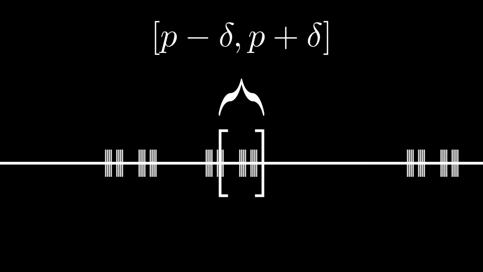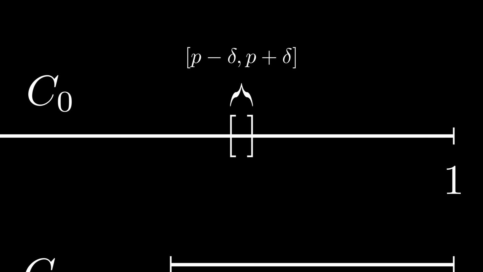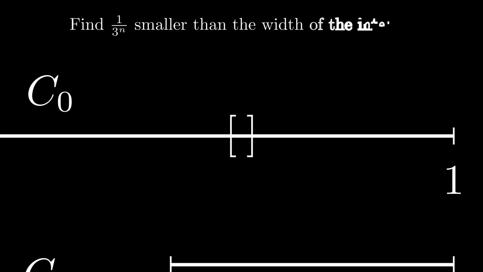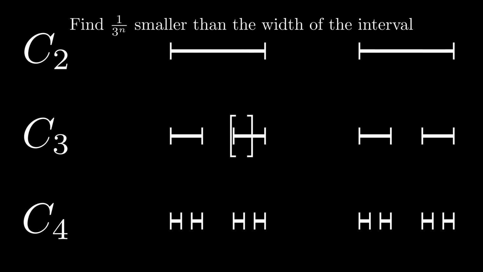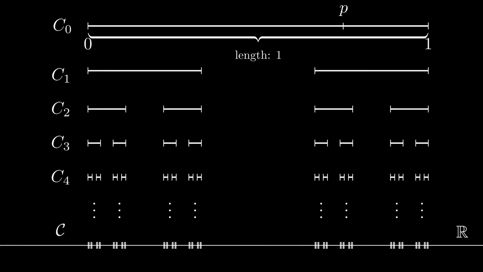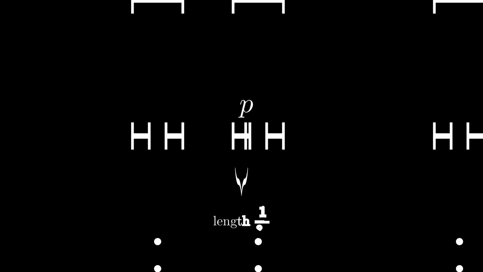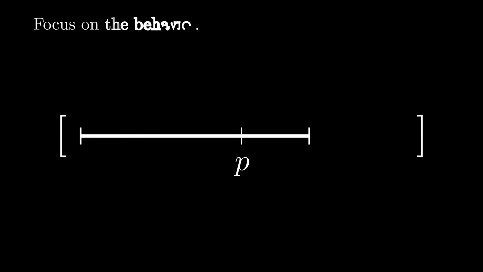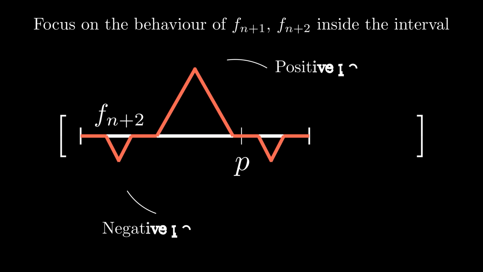To show that every point on C is a cross, take any point p on the Cantor set and any positive delta. We need to show that there's a positive and negative point in the interval p minus delta to p plus delta, which we've drawn here. We now do something similar to a proof we did earlier. Starting at C0, we move down until there's an interval, part of Cn, completely inside our delta interval. This is always possible as p is in C, so it must be contained in an interval in Cn for every natural number n, and with each iteration, this interval shrinks by 1/3. So eventually it will lie completely inside our delta interval. Finally, if we think about what happens with f_(n+1) and f_(n+2) inside that interval, we'll get a positive and negative point, which completes our proof.